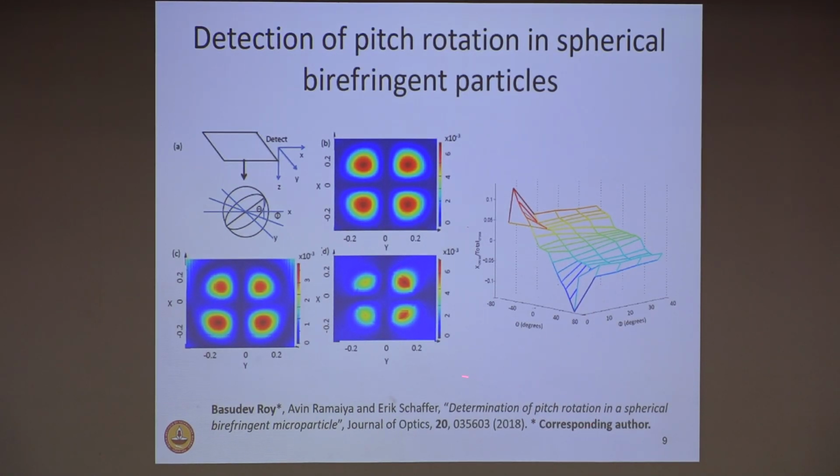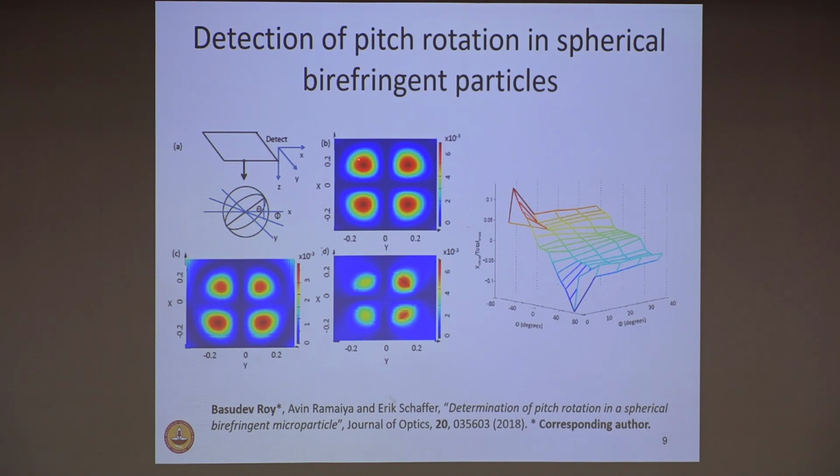This is one of my first works here. I borrowed some data from Eric Schaffer's lab where I was a postdoc, which is why I put his name there, but the simulation is entirely mine. If you put it on the cross polarizers, I model this thing as a sphere, or rather an ellipsoid with two different refractive indices, and then it becomes a birefringent particle, and it has a four-lobe structure.